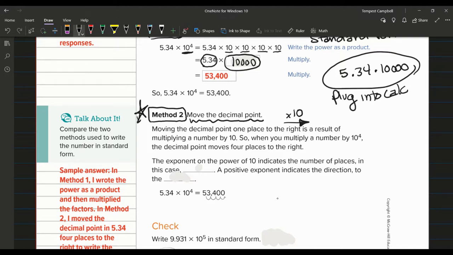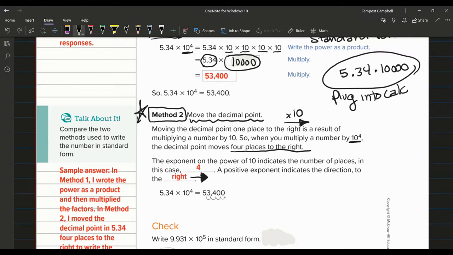So when you multiply a number by 10 to the power of 4, the decimal moves 4 places to the right. So that means the exponent on the power of 10 indicates the number of places. In this case, we had 4. A positive exponent indicates the direction to the right. So I would suggest drawing an arrow, or you can even write the word right. Or if you write the word right, also draw an arrow because I know I have to remind myself which way is left, which way is right.